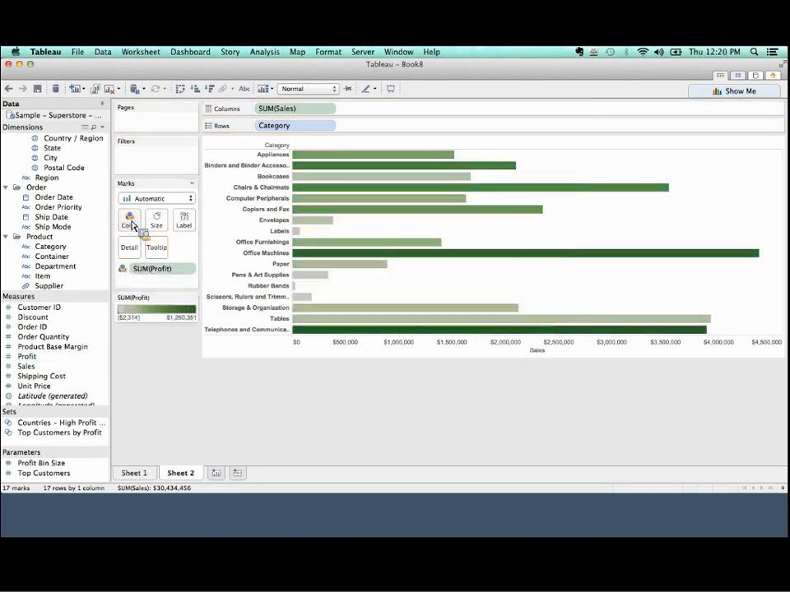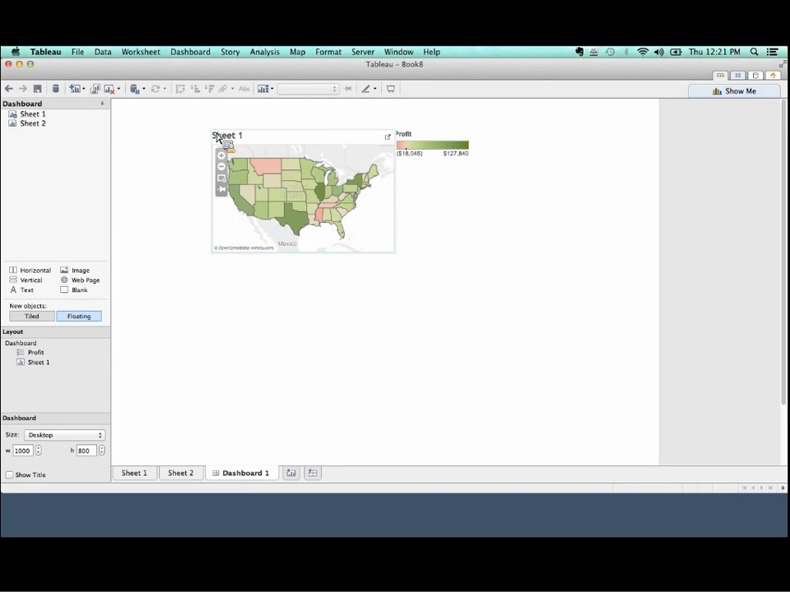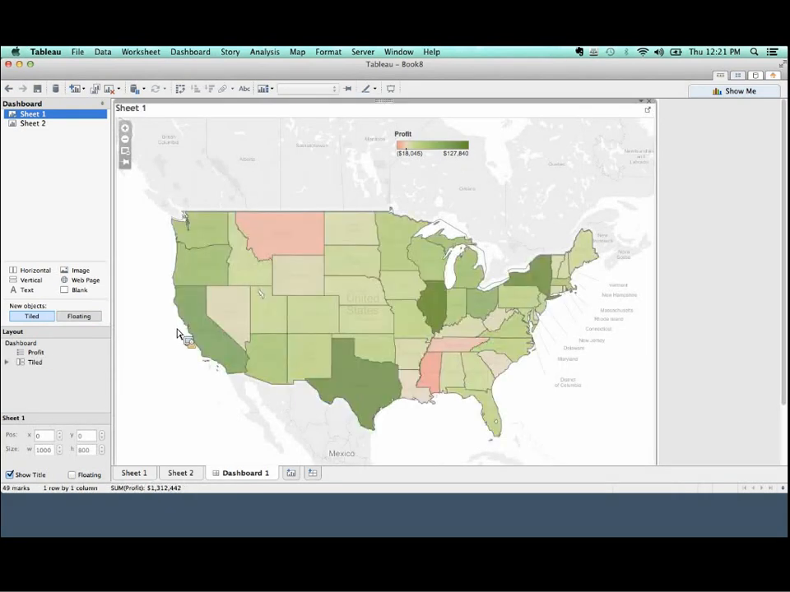I could just drag profit onto color, and here you see a green color scheme for making that happen. One of the most powerful things about Tableau is the concept of dashboards, so I will quickly create a dashboard here. I want that tiled, so I want it to take up the whole page. Yep. And I'll pop out here, and I'll make another dashboard go down to the bottom.